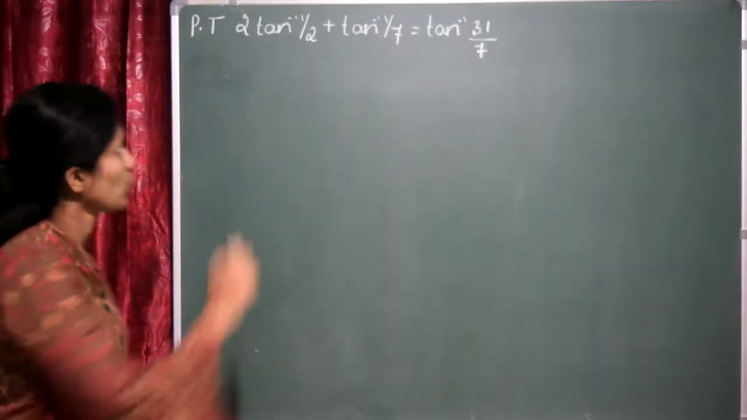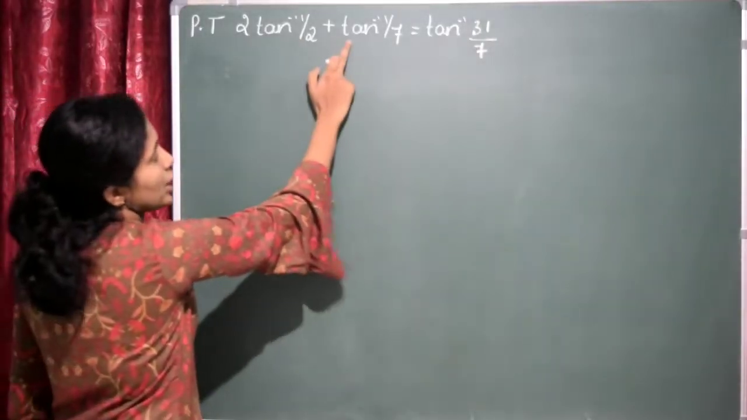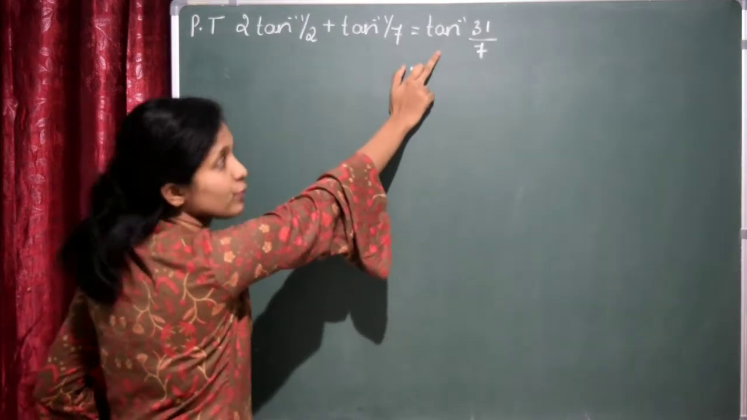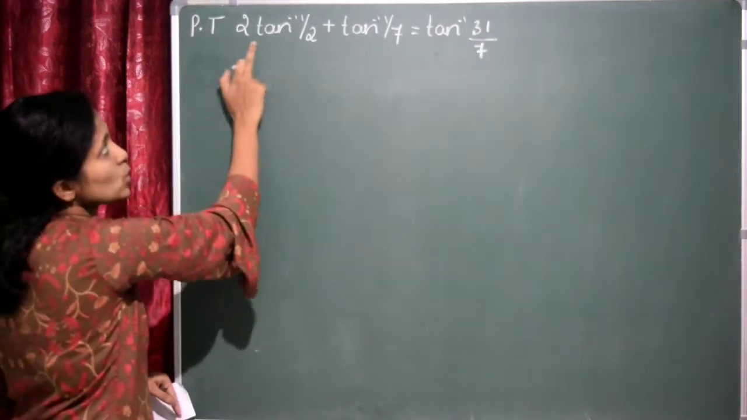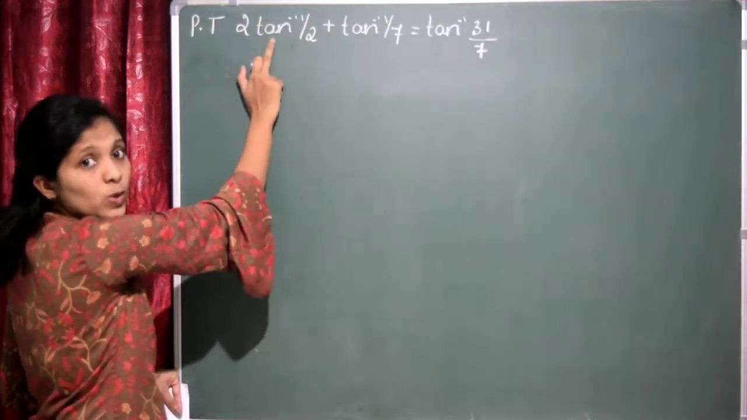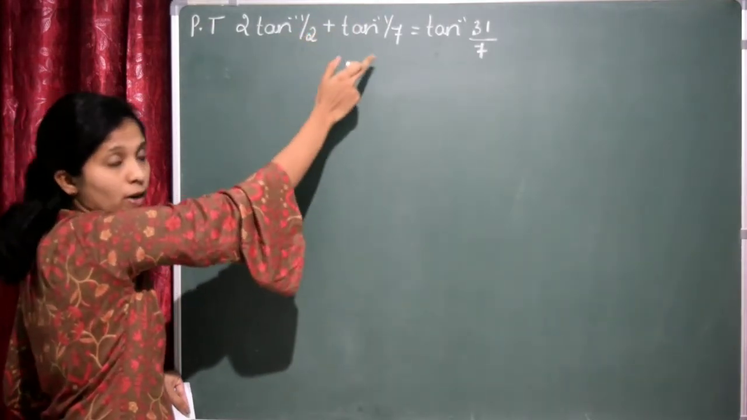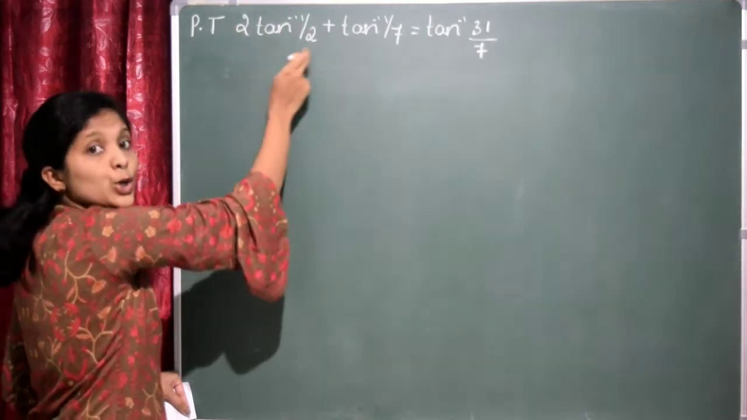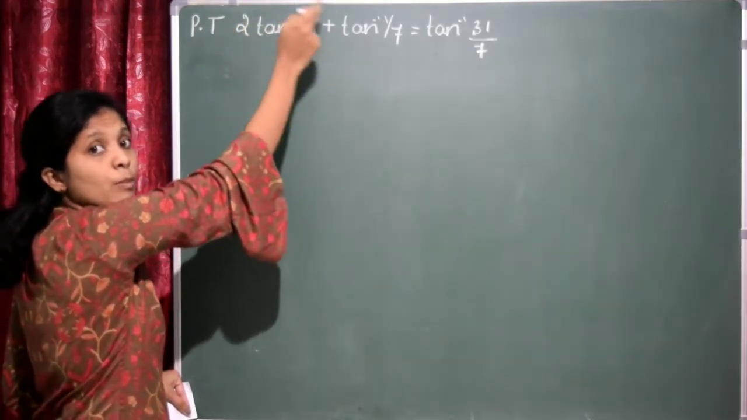Now we will see the next problem, that is 2 tan inverse of 1 by 2 plus tan inverse of 1 by 7 is equal to tan inverse of 31 by 7. Here 2 tan inverse of x is there, right? In the last problem what we have solved, it was tan inverse x plus tan inverse y. Here this is not in that form. First you have to substitute the formula for 2 tan inverse x in the form of tan inverse.